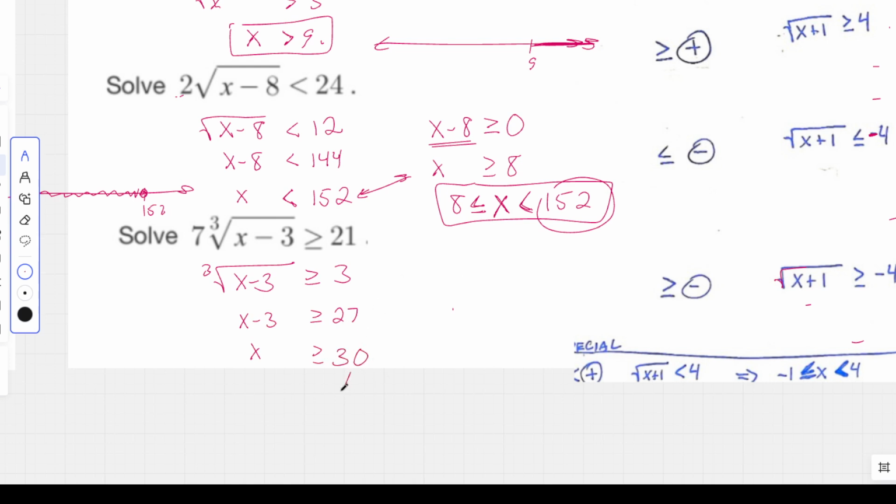I guess if you want to, you could just plug that in, experiment with it. Plug in 30, maybe you could plug in 31 and even 29. So 31 should work and 29 shouldn't work.